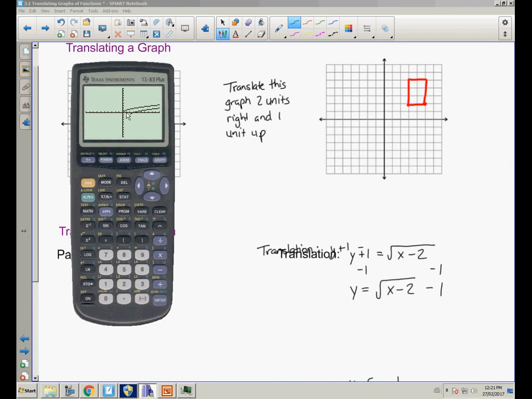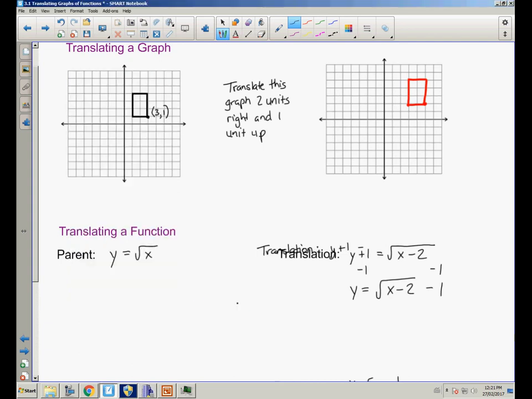You can see that there was my original point. My new point where this is starting is at x equals 2, and it's moved the function down 1. So we can make some generalizations about this. Okay, see if we can pick up some patterns. So x is translated 2 to the right, y is translated 1 down.